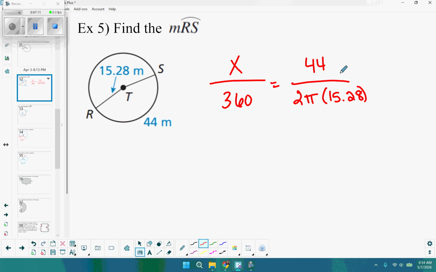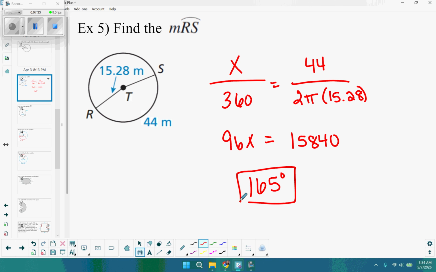So this time I'm just going to multiply this all at once. 2 times pi times 15.28 times x gives me about 96x. So I'm going to write 96x equals 360 times 44, 15,840. And then dividing by that 96 gives me about 165 degrees. Right? So this is in degrees now because we were talking about the measure. It wouldn't be in terms of meters.